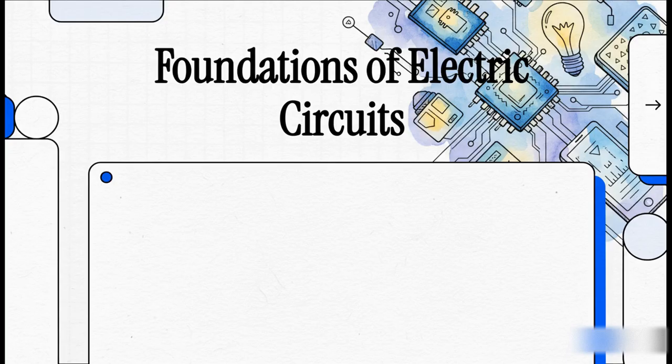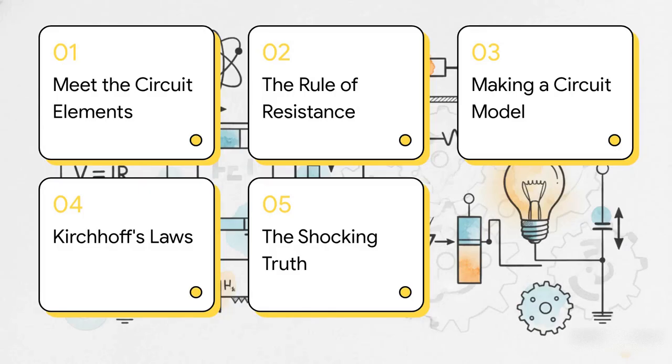Okay, let's jump right in. So, here's the game plan. First, we're going to meet the basic building blocks, the real movers and shakers of the circuit world. Then we'll get into the rule of resistance, which, by the way, is the reason your phone charger gets warm. After that, we'll see how engineers take real-world stuff and turn it into simple diagrams. And then we'll cover the two unbreakable laws that hold the entire universe of circuits together. And finally, we'll uncover the shocking truth about electrical safety.